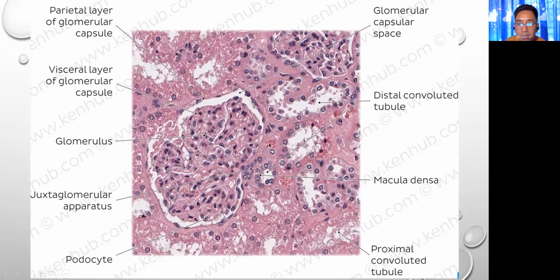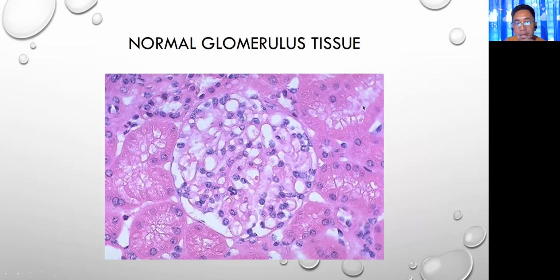Okay, let's go now to the histological part of this presentation. So we have here the different parts of your nephron and then your glomerulus. So you have here the labels. And then we have here the normal glomerulus tissue. Let's compare later the normal glomerulus tissue and then the ones affected by glomerulonephritis.